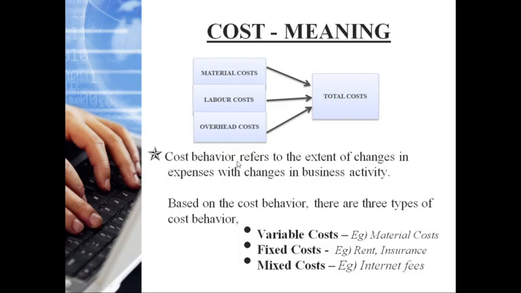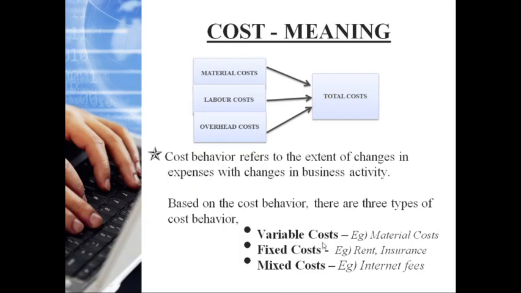So what is cost behavior? Cost behavior is the change in expenses with changes in business activity. Cost behavior is a concept that you will have to know. So we know cost is an expense that is incurred for production. Cost behavior tells you the changes that take place in expenses incurred with change in business activity. So based on cost behavior, there are three types of cost: variable cost, fixed cost and mixed cost.